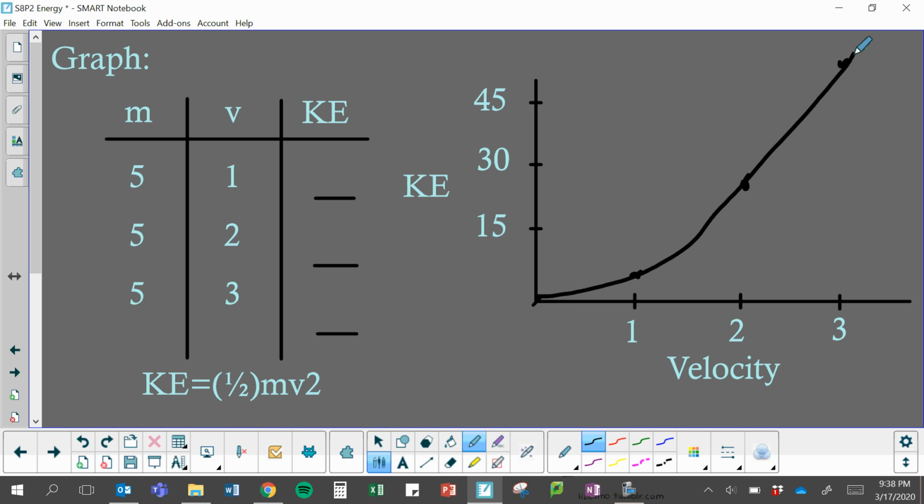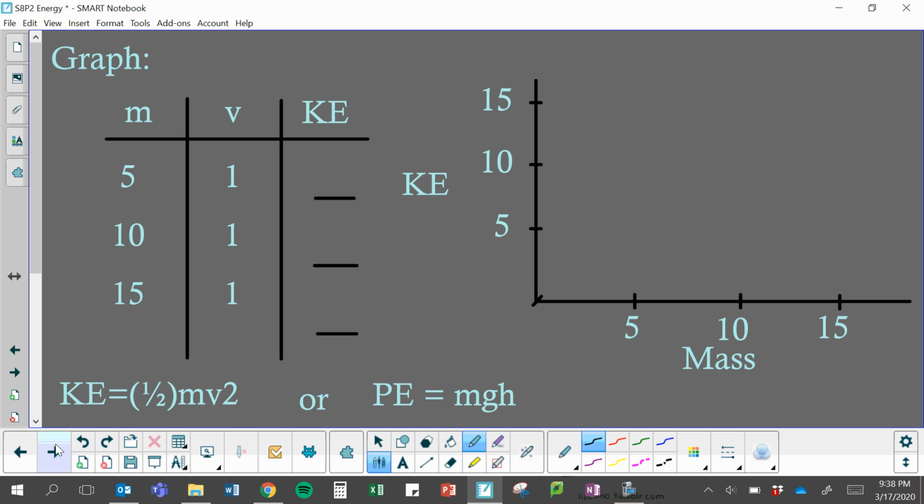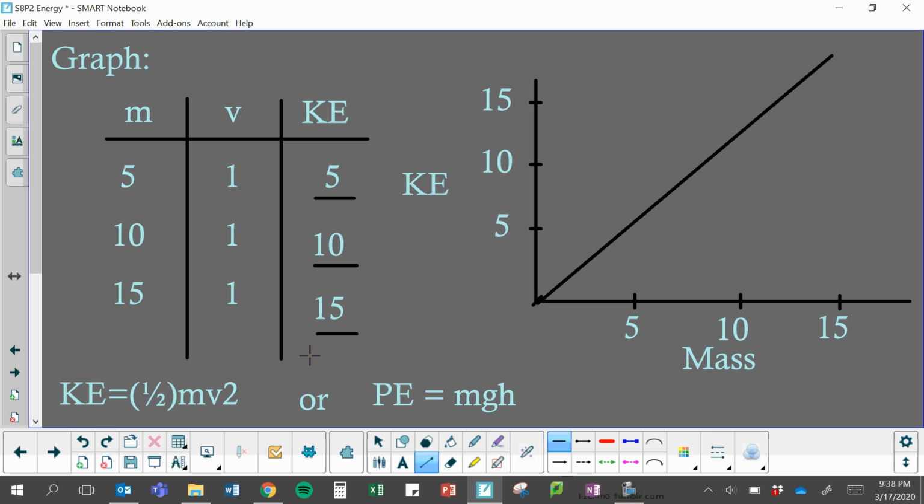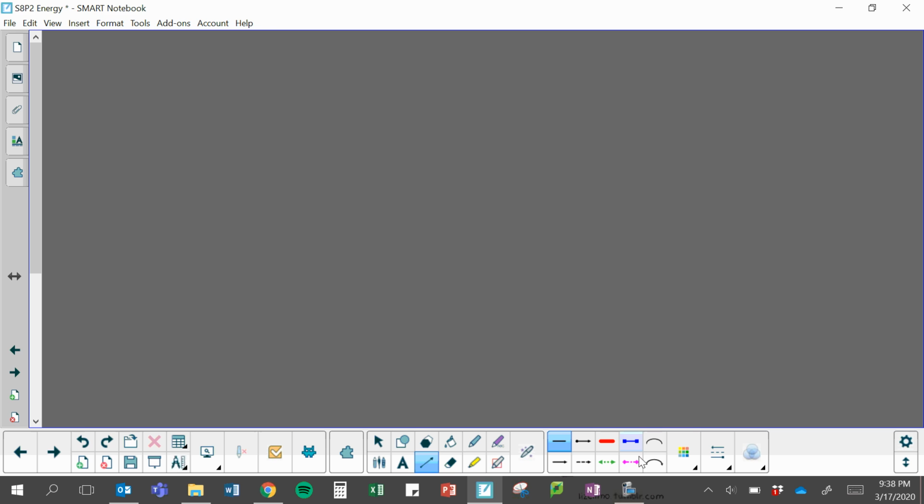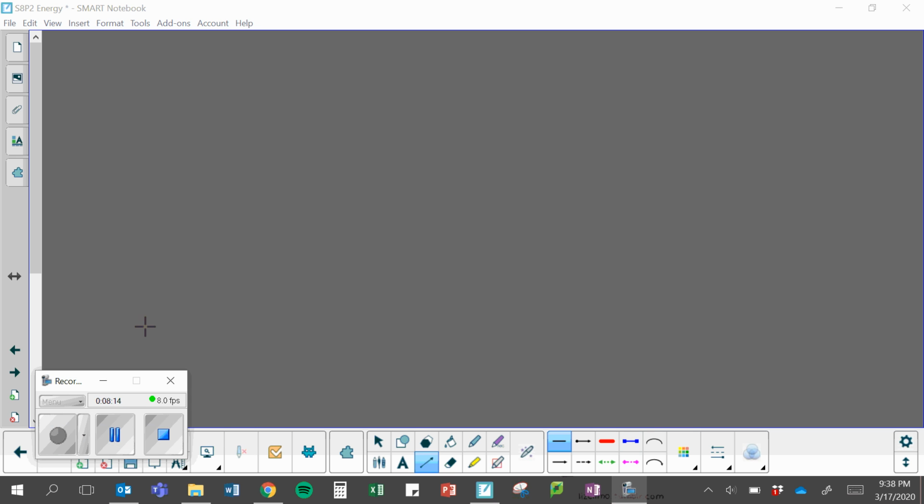So it's going to curve up kind of like that. And again, that's because it's kinetic energy, and we're looking at the velocity increasing. But if we have kinetic energy and the velocity is the same and just the mass is increasing, it's actually going to, again, just have a straight line that goes through our origin. Okay, and that's our review for kinetic and potential energy.